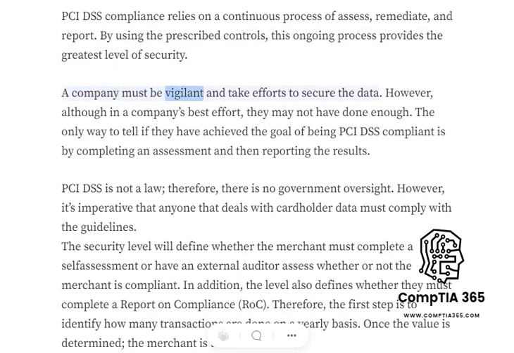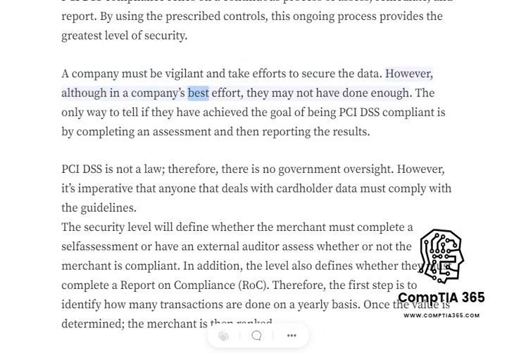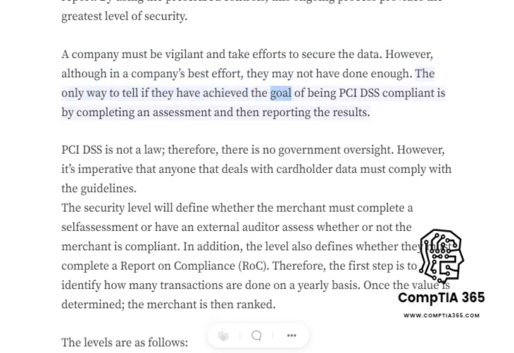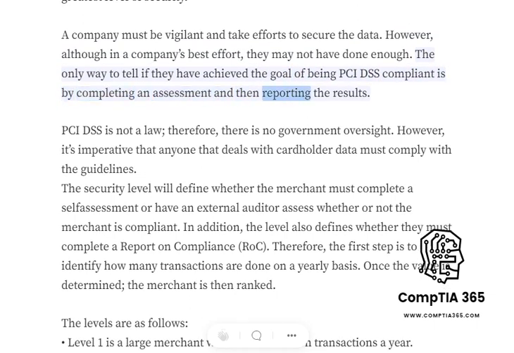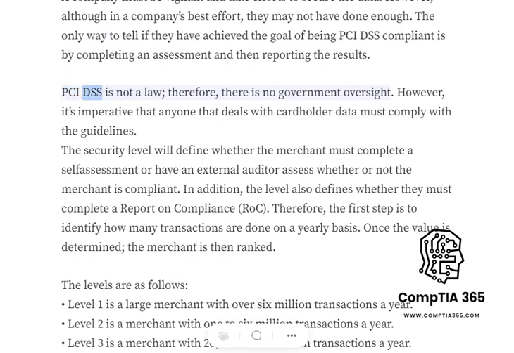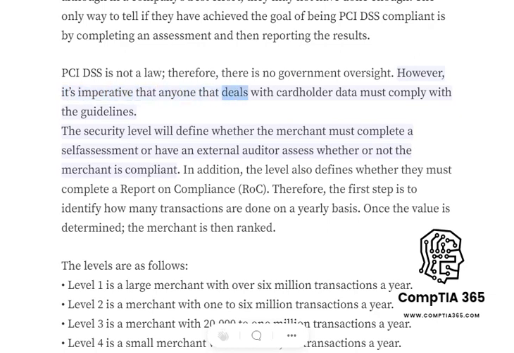A company must be vigilant and take efforts to secure the data. However, although it is a company's best effort, they may not have done enough. The only way to tell if they have achieved the goal of being PCI DSS compliant is by completing an assessment and then reporting the results. PCI DSS is not a law, therefore, there is no government oversight. However, it's imperative that anyone that deals with cardholder data must comply with the guidelines.